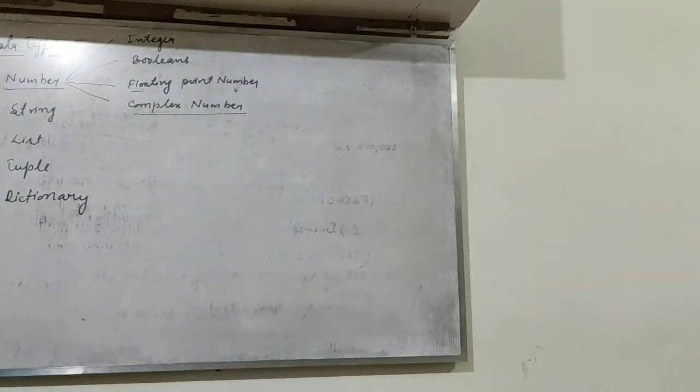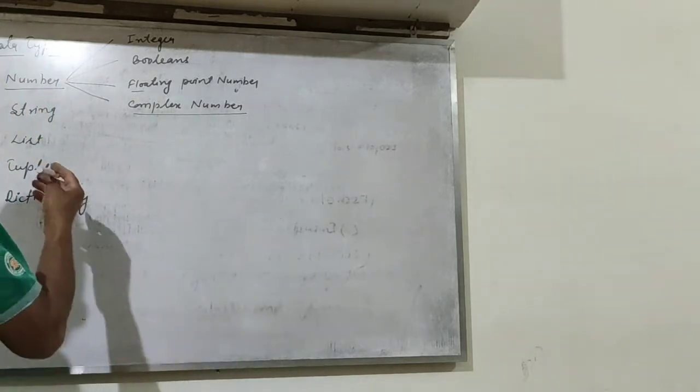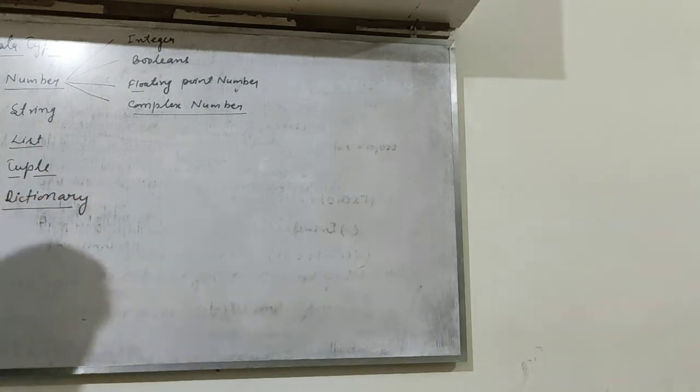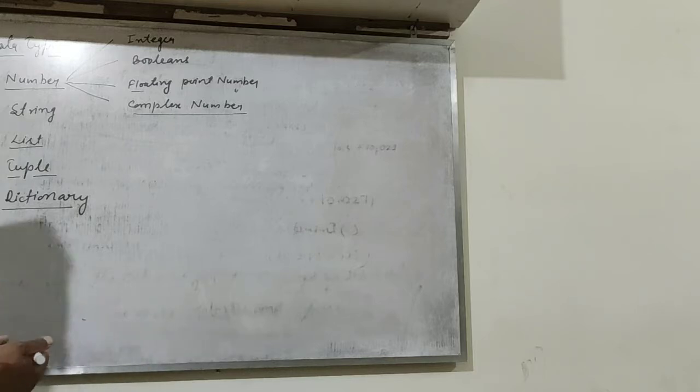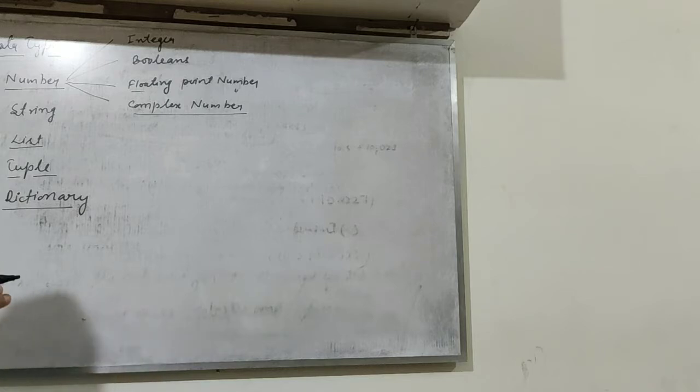These things, like list, tuple and dictionary, we will discuss in detail in the next chapters. I will just show you a glance, only an overview of these things.